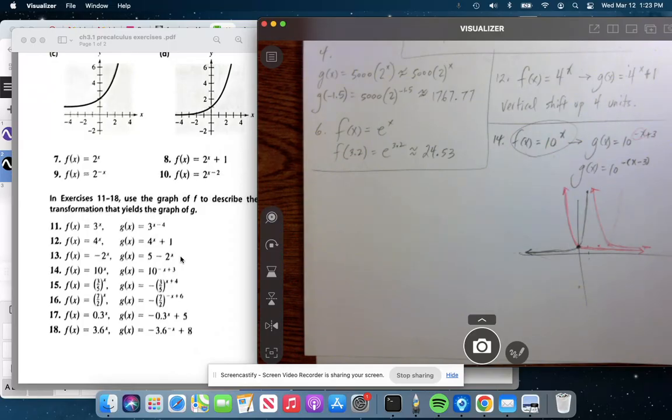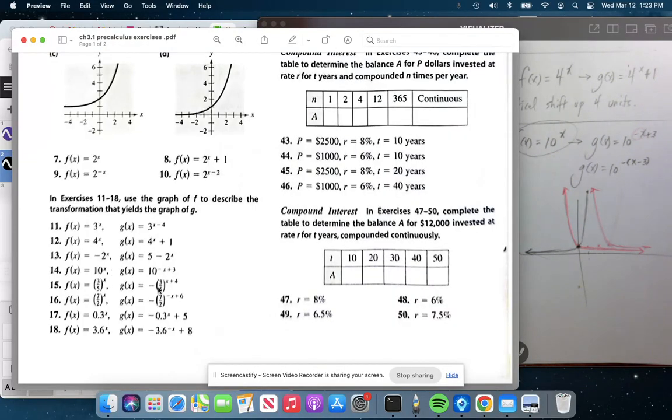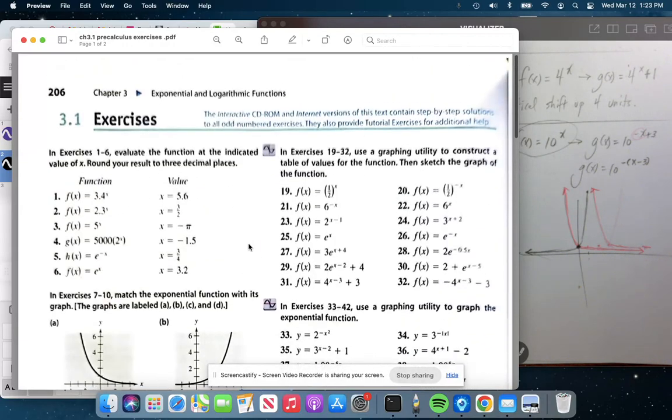So let's look at next number 20. These are all the same. 20.